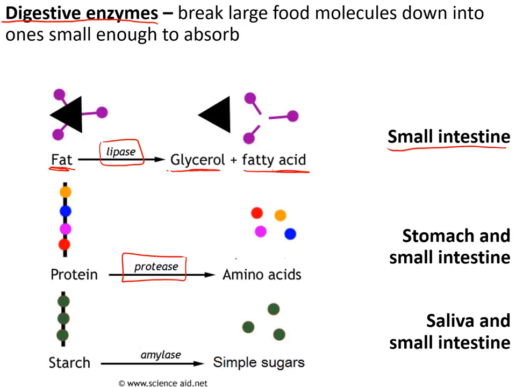Then we have protease enzymes. Their job is to break down proteins into amino acids, and that happens both in the stomach with one called pepsin and in the small intestine with a different one called trypsin. And lastly, we have amylase. Its job is to break down starch into simple sugars. And that first of all starts in our saliva, and then it continues again in our small intestines.